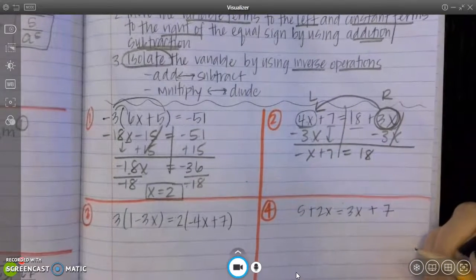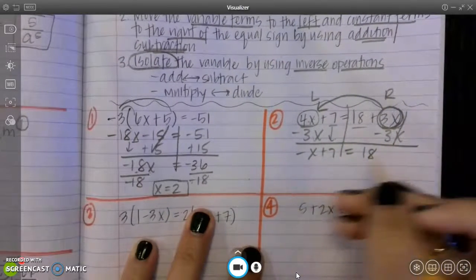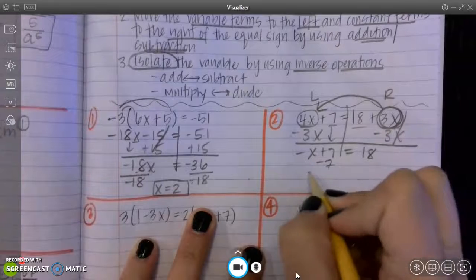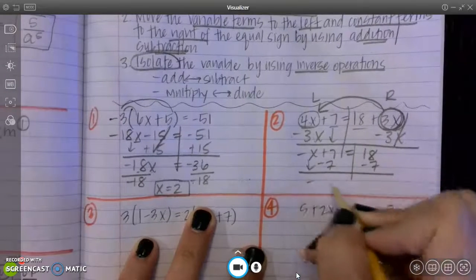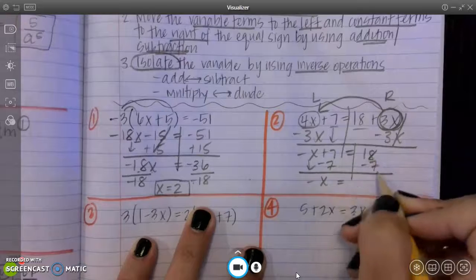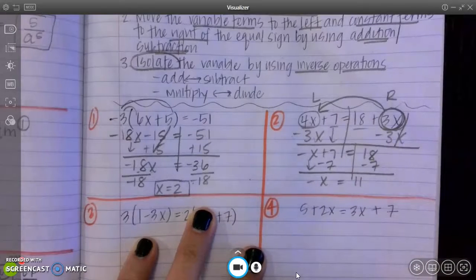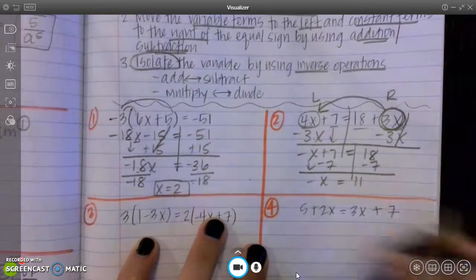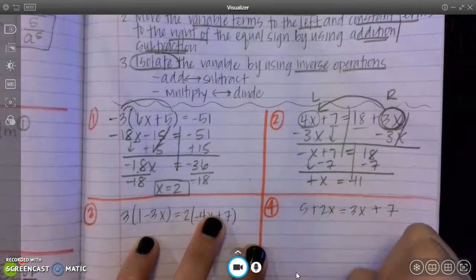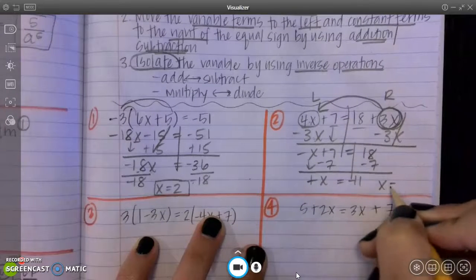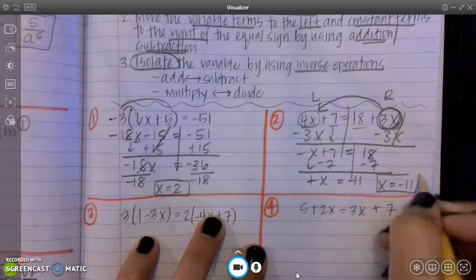And now we solve for x. What's the inverse of adding 7 to both sides? Subtracting 7. And I have a negative, bring down the negative x equals 18 minus 7 is 11. I can't have that negative x term, so I can change the negative to a positive, but that means that I need to change the sign on the other side. So my final answer is x is negative 11.